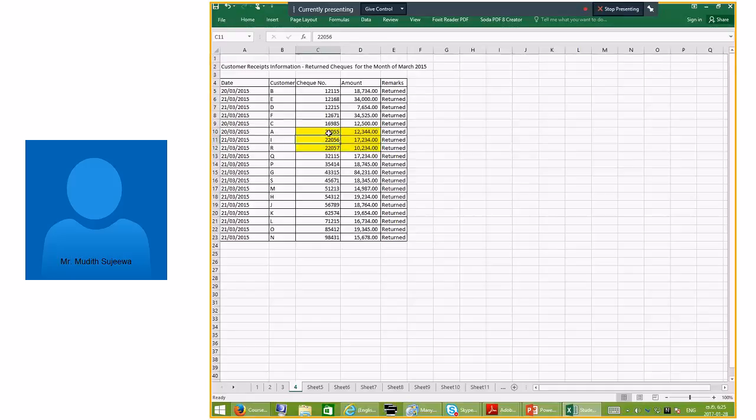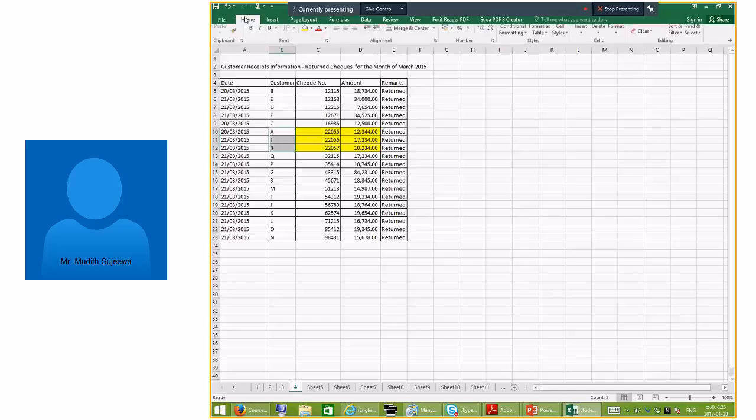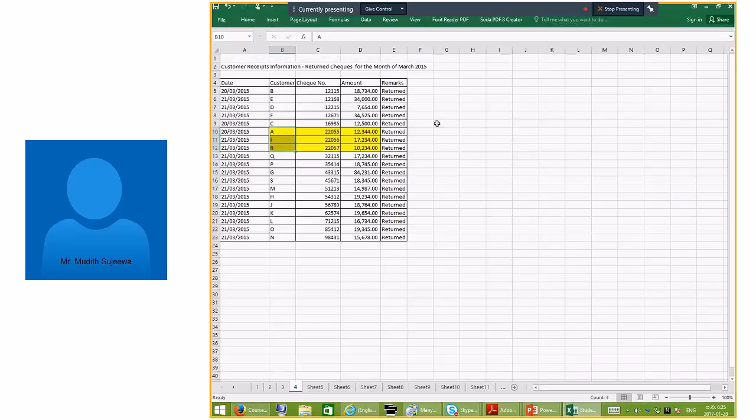You see, for different customers, but in the same sequence of checks. So that means all checks are issued by the same checkbook, but for 3 different customers. You understand? For 3 different customers. Same check numbers, I mean same checkbook numbers, same sequence is there. 220, 55, 56, 57.